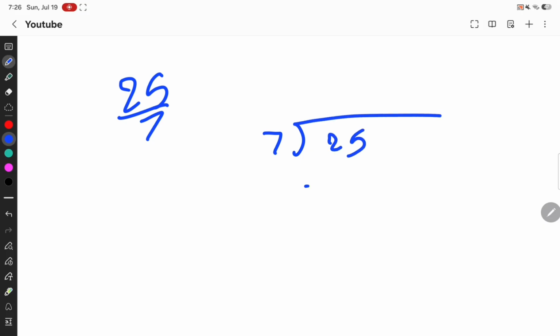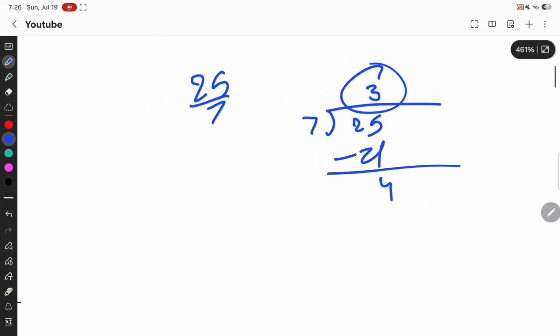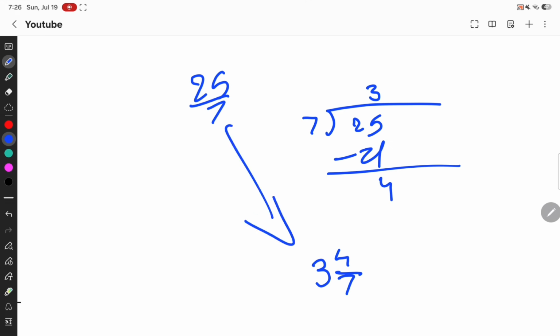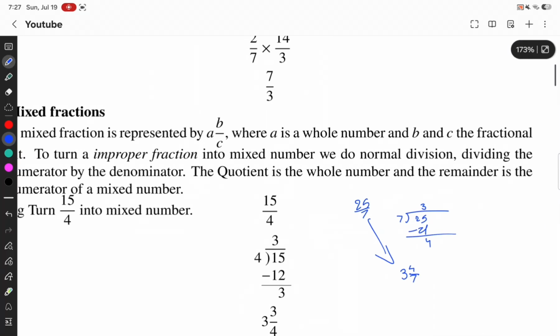We have 25 over 7. Let's divide this, let's see what happens. So we have 7 into 25. We can already see 21 counts, so we have 3 and 4. Let's now write it. Now 3 is the quotient. We'll write it as the whole number bit of the mixed fraction. Next, 4 is the remainder. We'll write it as the numerator, and the 7, the divisor, is the denominator in the mixed fraction. So we just converted it into a mixed fraction. This is how you can write it as a mixed fraction.